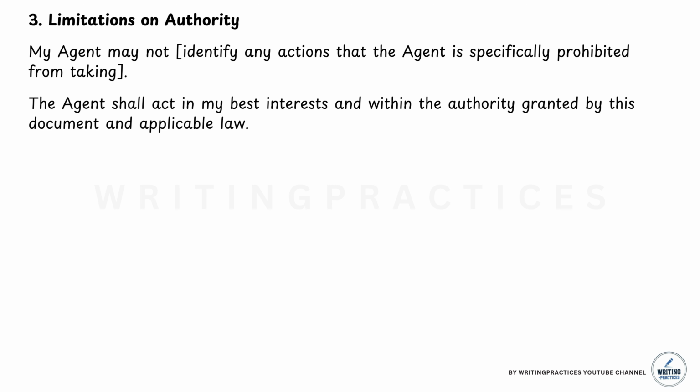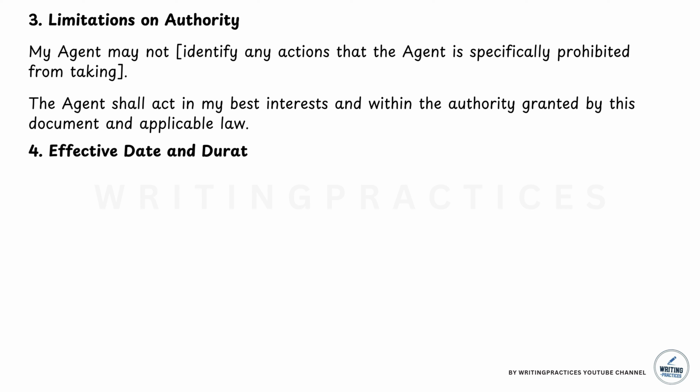This section establishes what the agent is prohibited from doing. Here, we specifically prevent the agent from selling major assets, creating new loans, or taking on substantial financial obligations. This is important because a power of attorney should not only explain what the agent can do, but also what the agent cannot do. Legally, clearly written limitations can help reduce the risk of unauthorized actions. The agent must stay within the authority granted by the document and applicable law.